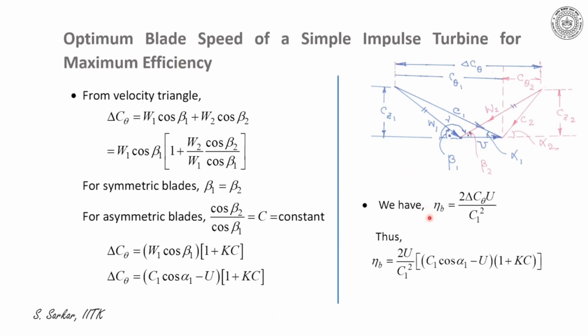Now we have indicated earlier that blade efficiency is equal to twice delta C theta U divided by C1 squared. Thus from here put the value of delta C theta here. Thus eta B, blade efficiency, is equal to twice U divided by C1 squared, within the bracket (C1 cos alpha 1 minus U), within the bracket 1 plus K into C. So this is the expression of eta B, blade efficiency.